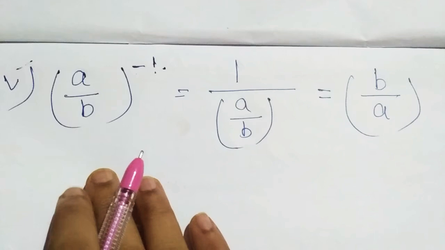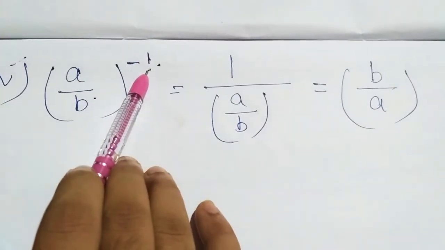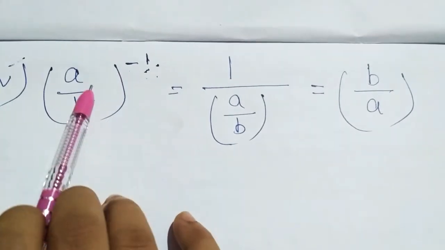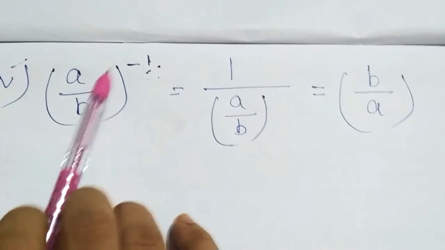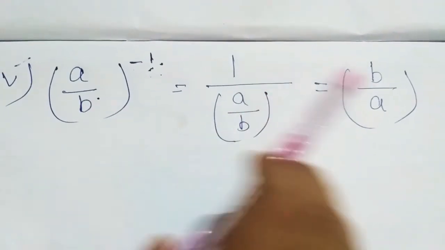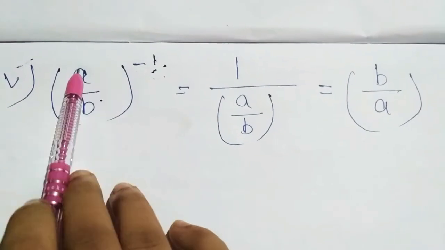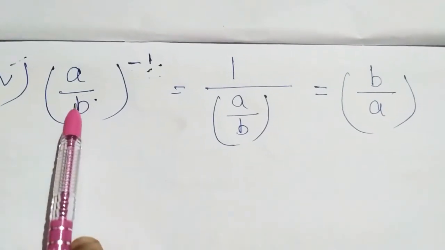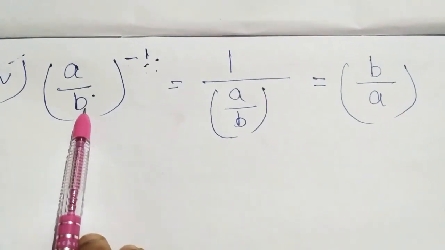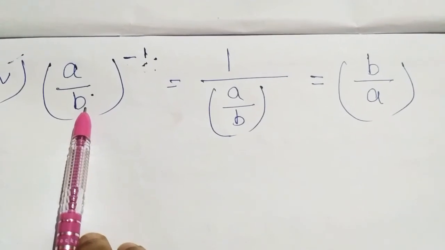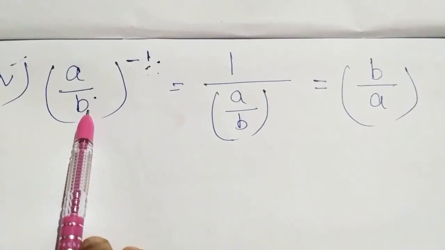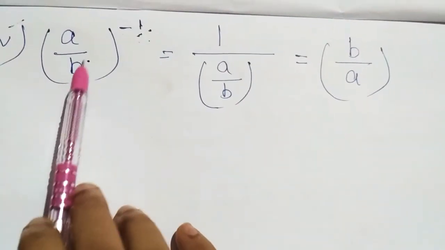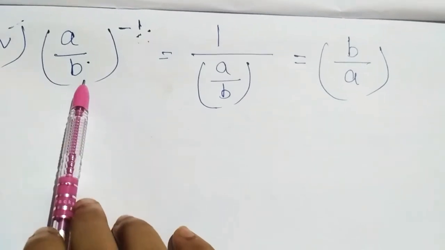Try to understand the rule. If base has negative exponent, this means you have to take its reciprocal. Okay, that means 1 by this thing or b by a, just flip it. Understood? Next, again try to understand this. If two powers have the same base, then you have to try a negative exponent.